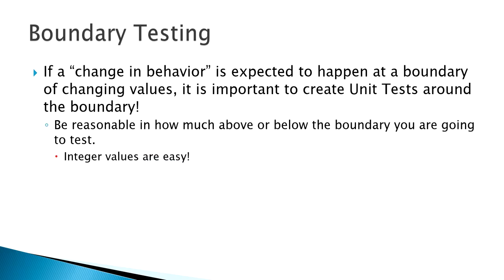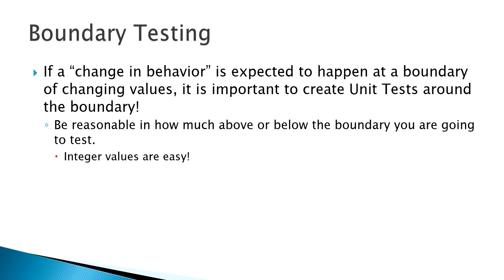One of the things about boundary testing is you have to be reasonable in how much above or below the boundary you are going to test. You can say, well, I'm going to test $1 million. Well, okay, you might determine that it's above 100, so you should use a certain commission rate. There you go, you did a unit test. Is that reasonable? I would say no. That's nowhere near the boundary. There's very little value in that as a unit test. So you've got to be reasonable in how much above and below you go.